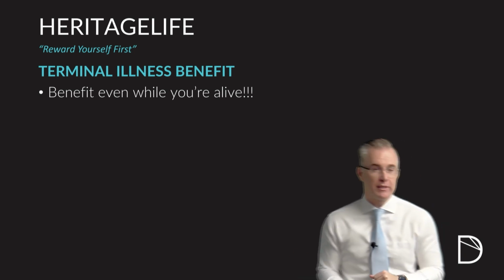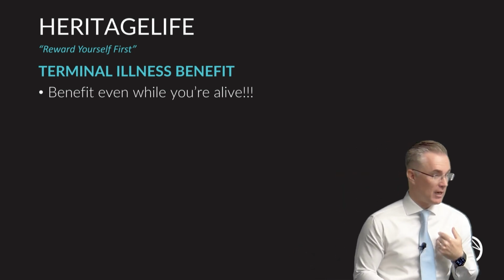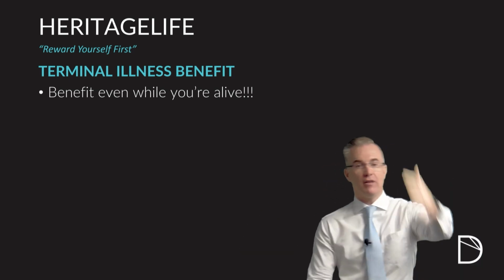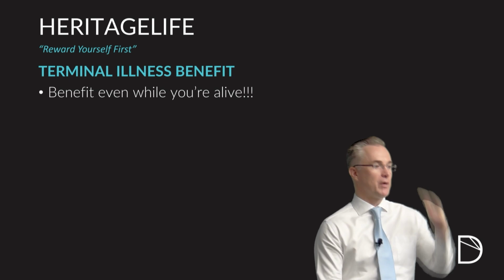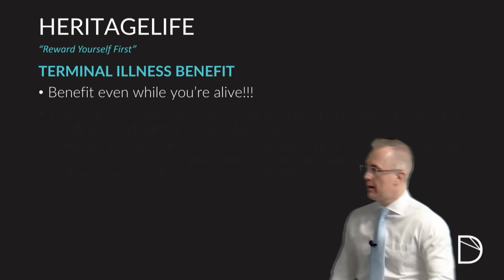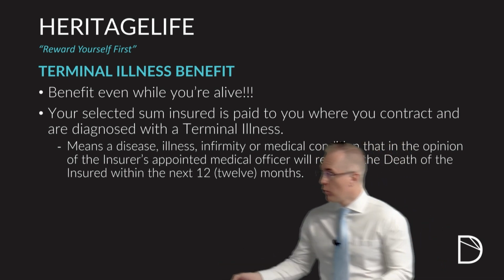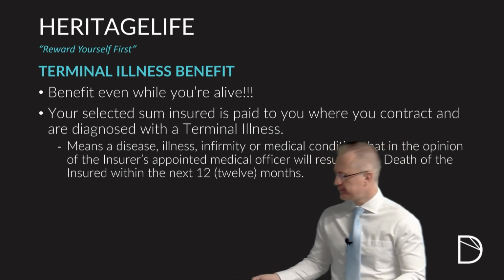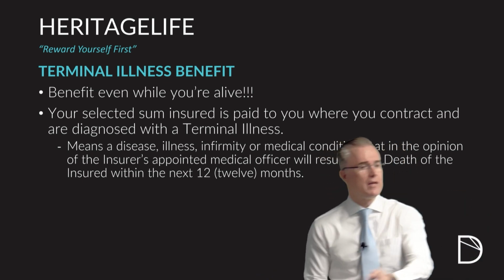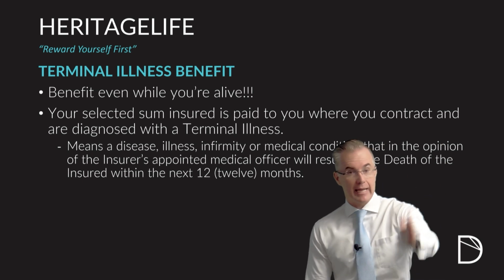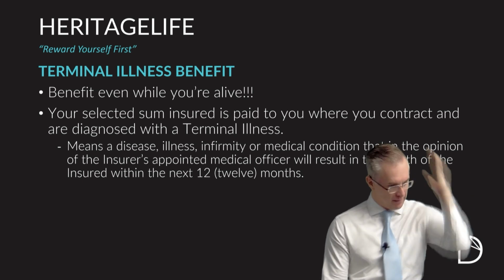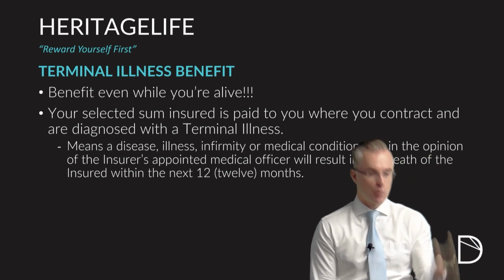It has a terminal illness benefit in it, in our particular life insurance. That terminal illness benefit means that you get to earn out of it even if you're still alive, which is crazy because life insurance is only when you're dead. All right, but now it's even when you're alive. What it says is that once you've paid, I think it's 12 months, I'll check with you what the waiting period is. But once you've paid with us for a while, if a doctor declares that you will be dead in the next 12 months from cancer or something like that, we immediately pay you the benefit. So while you're still alive.